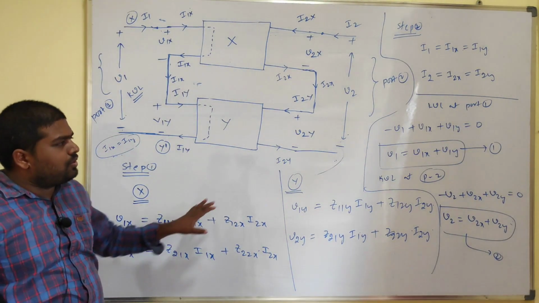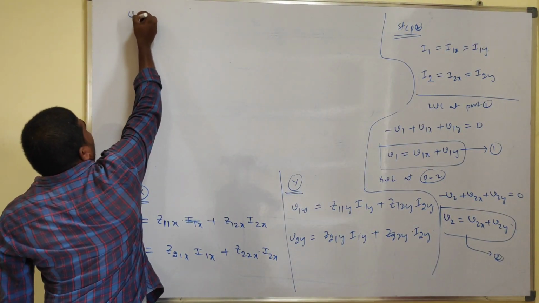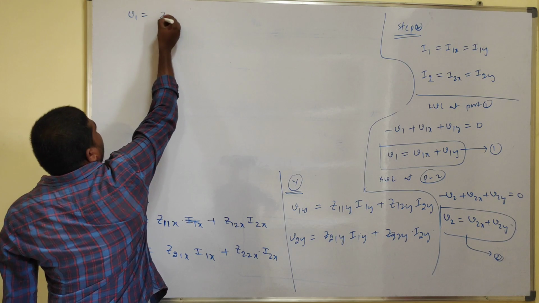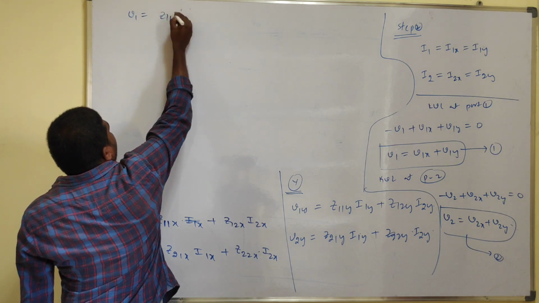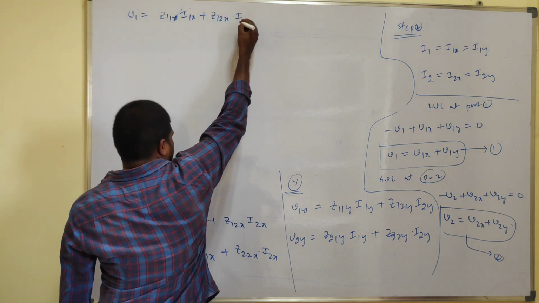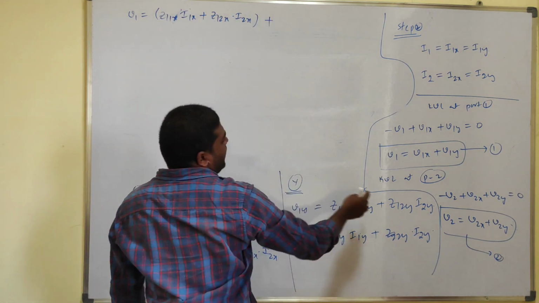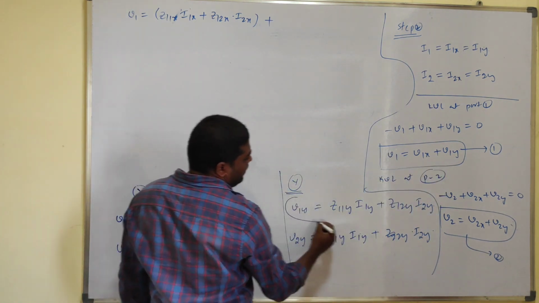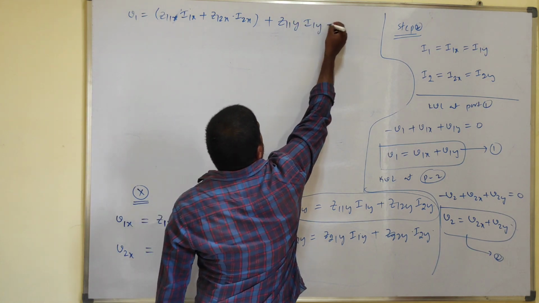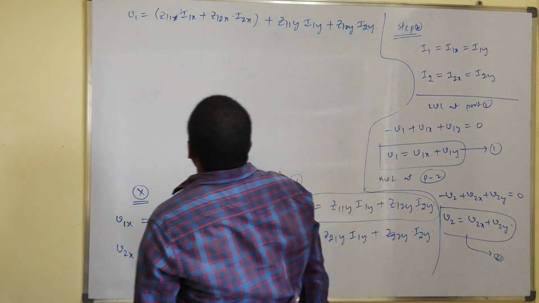So you can substitute these values in. Now here V1 equals V1x plus V1y. That V1x equals this one. That means Z11x I1x plus Z12x I2x, plus the second variable V1y. So here substitute the V1y value: Z11y I1y plus Z12y I2y. So this is the expression.